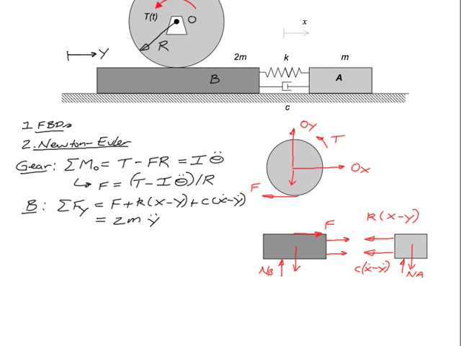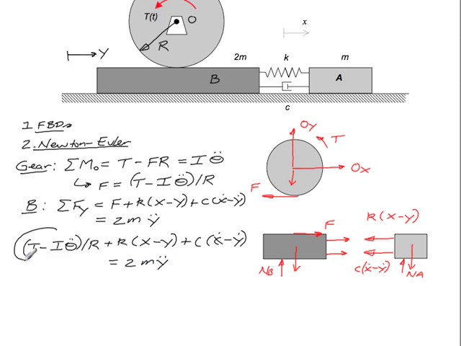So if I substitute the gear equation into the rack equation, what I have here is T minus I theta double dot divided by R. That's F. We have K times X minus Y plus C times X dot minus Y dot, like that, and that's equal to 2m Y double dot. So that's one equation we got from combining those two.